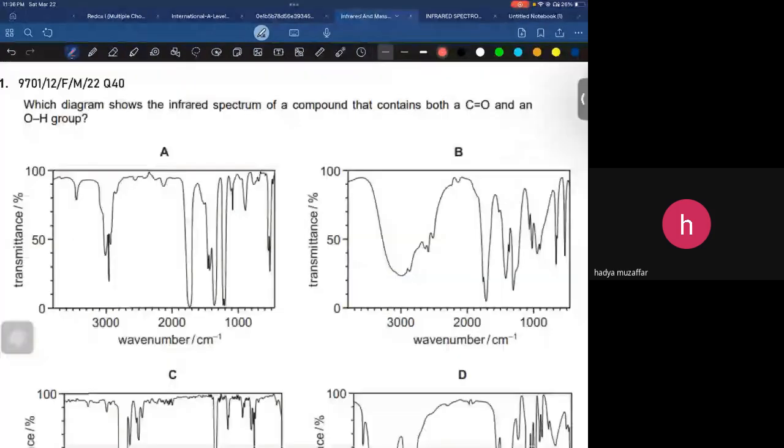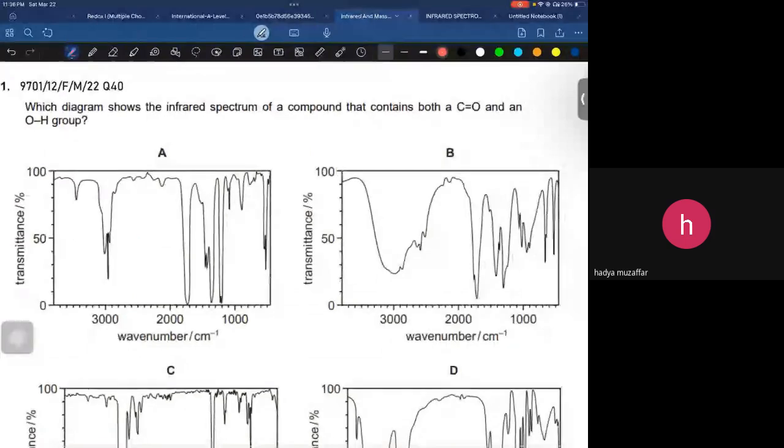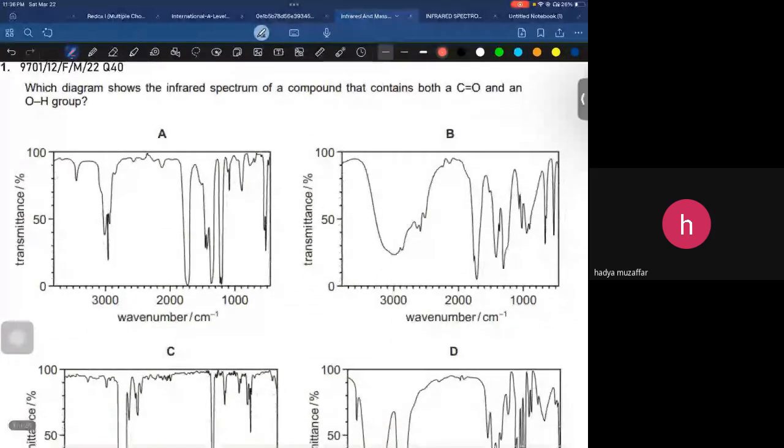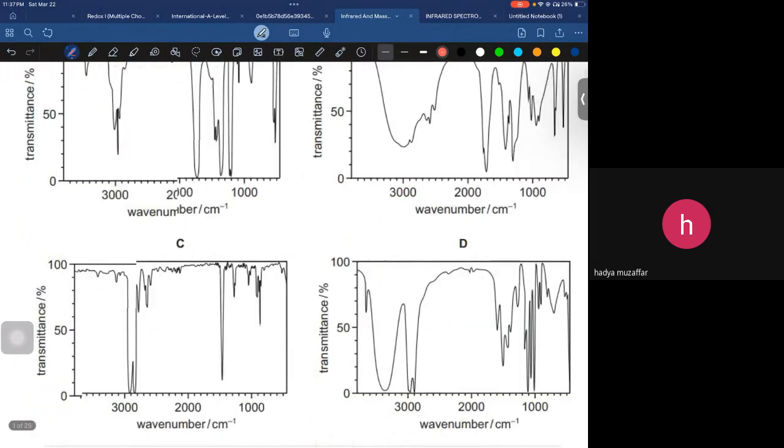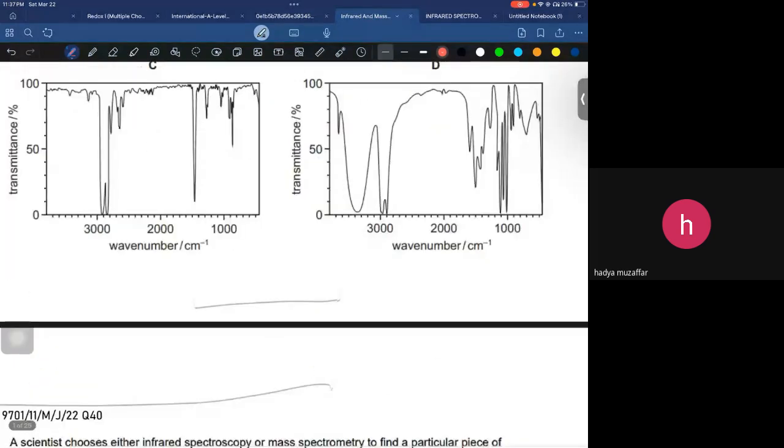Let me show you a question. Which diagram shows the infrared spectrum of a compound that contains both a carbonyl and an OH group? It seems like this is a carboxylic acid. It's an idea, but let's see what happens.